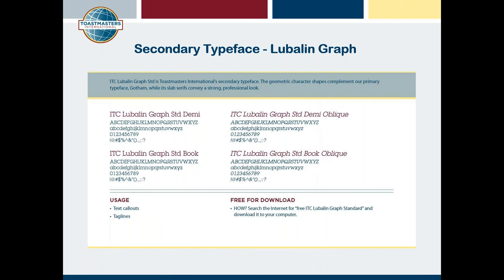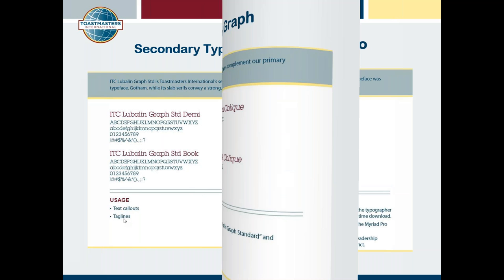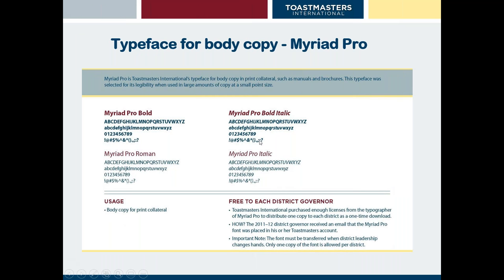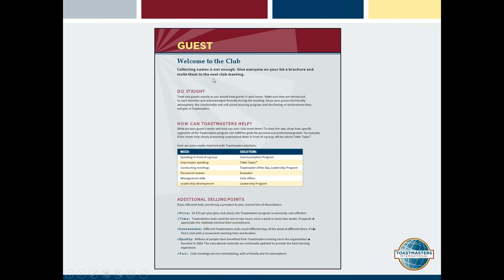There's also the secondary, and it's given what they are used for. Secondary is character shapes that complement the primary. Usage is for text color and taglines. There is Mediate Pro for the body. And of course, Toastmasters International has given this letter as an example. If you see at the top, this is Gotham. The yellow one is Gotham.